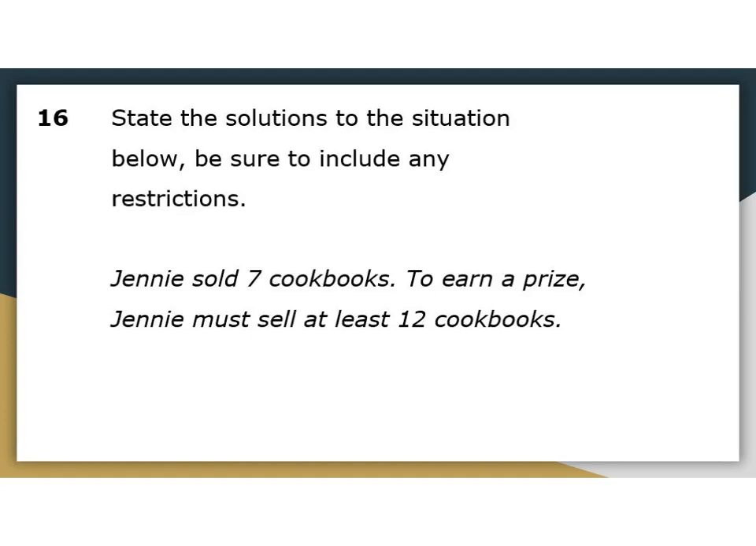So in this one, it's asking us to state the solutions and also to include any restrictions. Jenny sold 7 cookbooks and she needs to sell at least 12 cookbooks to earn a prize. So it's not saying she needs to earn exactly 12. It's saying she can sell however many she wants, x. And she's already sold 7. Whatever she sells needs to be at least 12 if she wants that prize.